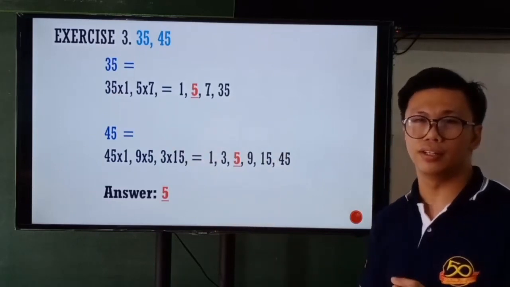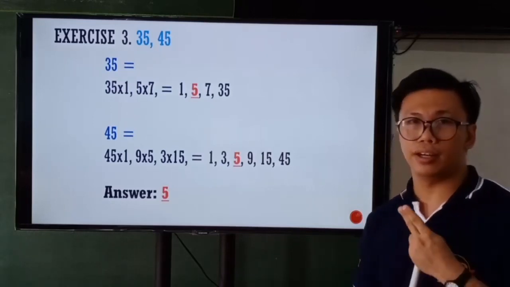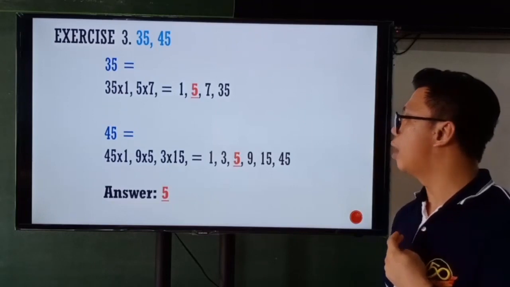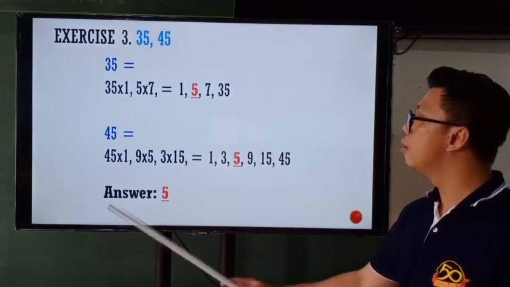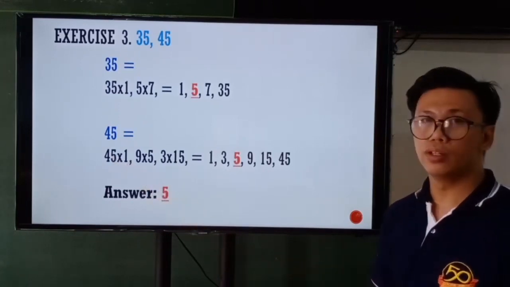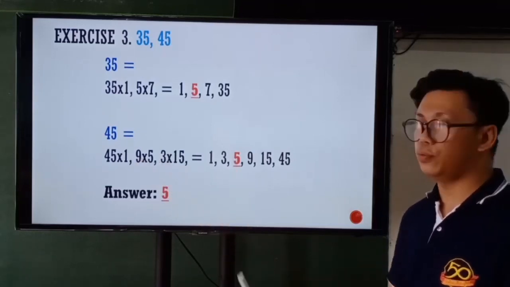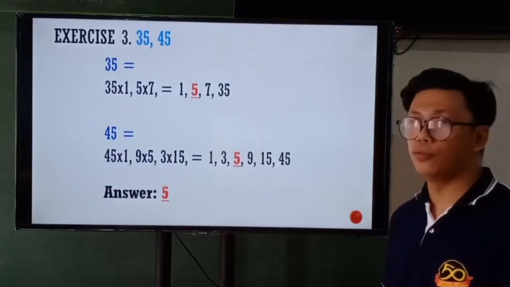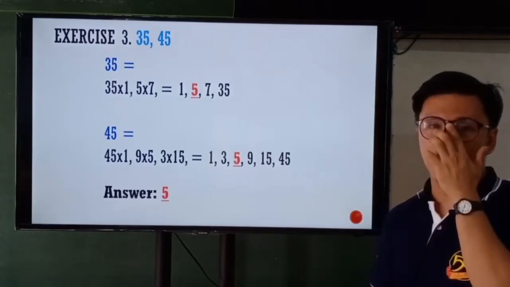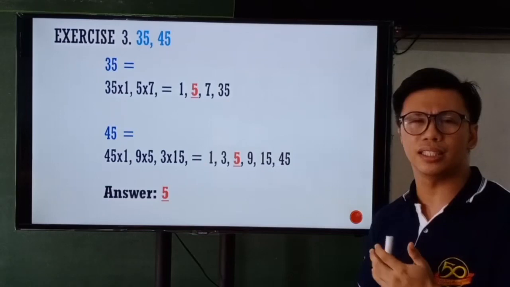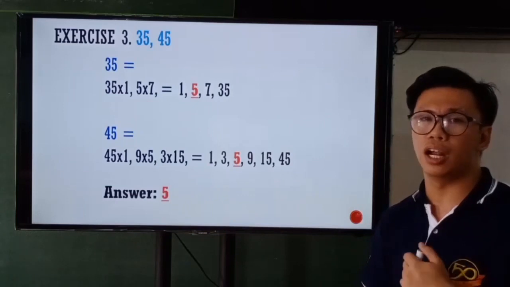Did you get the correct answer? Very good. Now let's go to 45. So what is the first method? We will find first the factors. Okay, let's start. So what is the factor of 45? We have here 45 times 1, 9 times 5, and 3 times 15. So that is the factor of 45. What's next? Very good. We will list the numbers in ascending. What is ascending again? That is writing the smallest number going to the largest number.